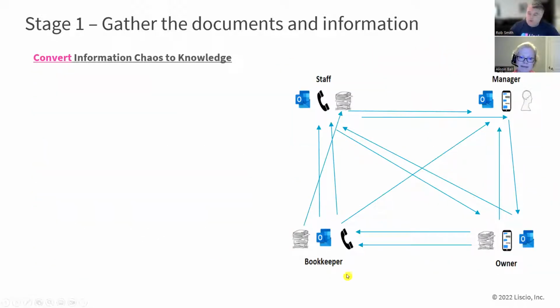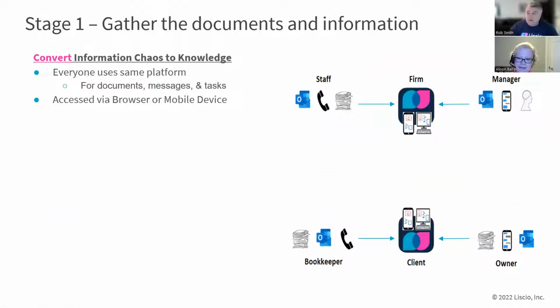So what we're going to do is convert all this chaos to knowledge. First of all, we're going to get rid of the chaos. Then, instead of communicating through that, both the firm and the client are going to use the same one portal, one application. You can use this from either your phone or your computer on both sides. Instead of all these other channels, everybody's going to go through one pipe. All the information, all the documents, whether it's a document, a message, or a task, is in one place, getting things done. So no more of this other stuff.